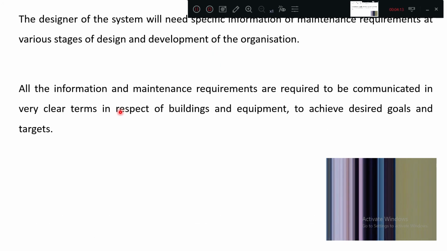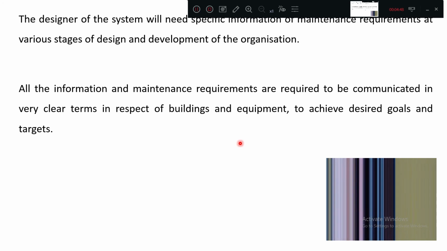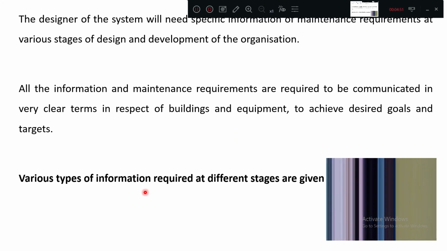Now all the information and all the maintenance requirements are required to be communicated in very clear terms in respect of building and equipment. For this building, wing A, section C, like that. So this is the nature of the building. This type of information we have already gathered from past projects. They have faced this type of maintenance requirement in the first year, second year, third year, so we have to allot this type of maintenance. Similarly, it is also applicable for equipment, to achieve the desired goals and targets.